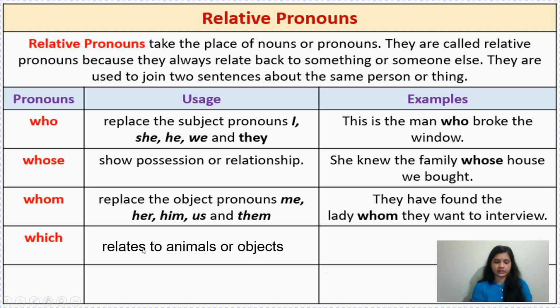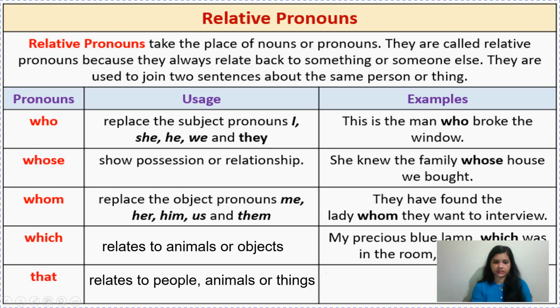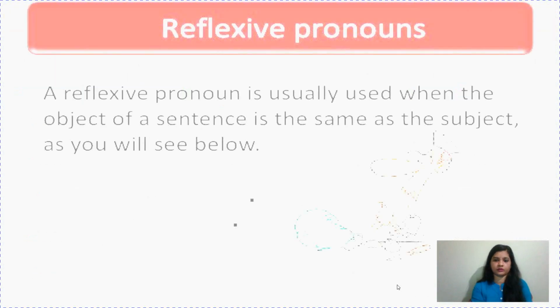Which relates to animals or objects. Let's see how. My precious blue lamp, which was in the room, was broken. So here we are talking about the lamp. That relates to people, animals, or things. The lamp that was in the room was broken. Children, you see here, which we have used for a thing, that is lamp, and here that we have used for a thing only, that is lamp. So it depends on the sentence where you have to use which or that. When we do the book exercise, it will be clearer.